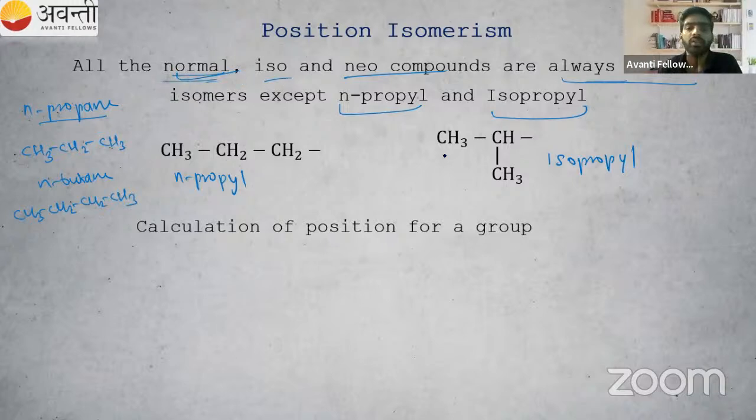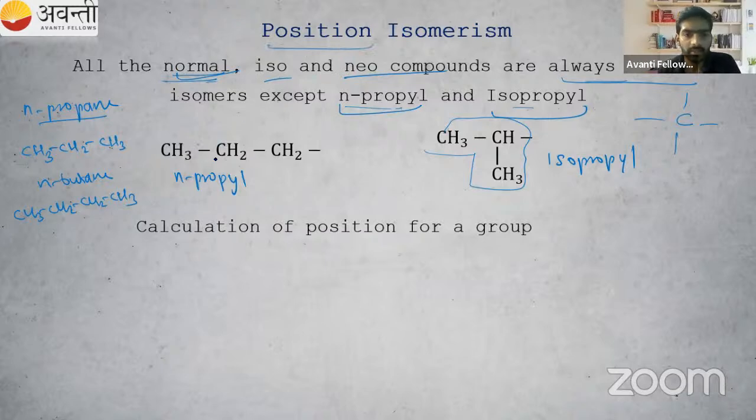And then iso, that means if it is present like this, then it is going to be iso. And in the neo compounds, what will happen? One carbon will be connected from all four directions. So it is going to be chain isomerism. But if you talk about N-propyl and isopropyl, what will happen? This comes under position isomerism. As you can see here, one CH3 group is connected to the second carbon, first, second, and the one methyl group is connected to the second carbon.